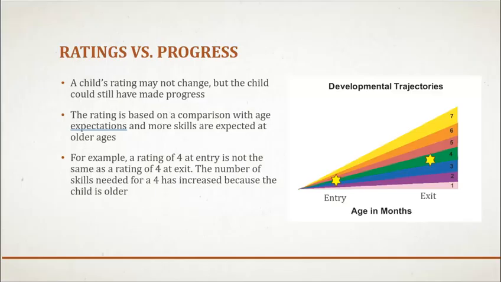Another thing to think about is ratings versus progress. A child's rating may not change, but they still could have made progress. So for example, if you enter a child into your program when they're 3, they may be rated a level 4, and they may still be rated a level 4 when they exit at age 4. But if you think about it, the skills have increased. So the child has still made progress. They may stay at a level 4, but they've still made progress. So you should never feel like you need to move the child up a level. You want to make sure you're looking at what their functioning is at this moment when you're making that rating.